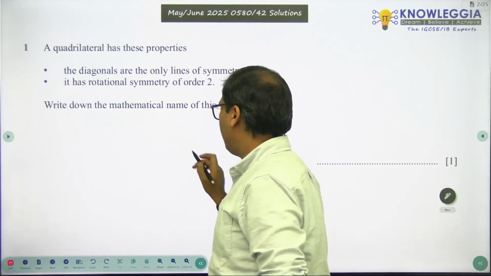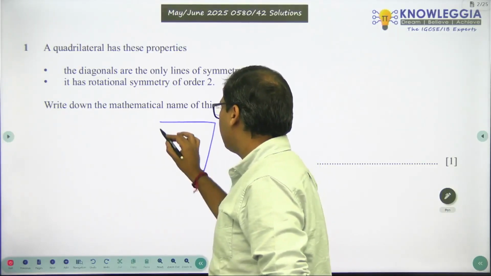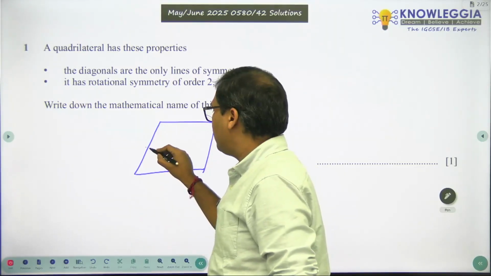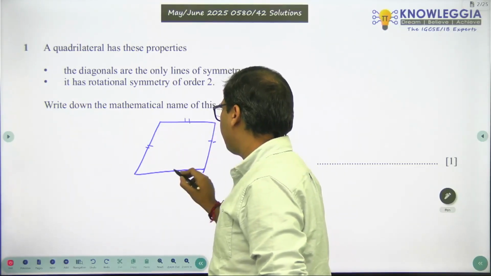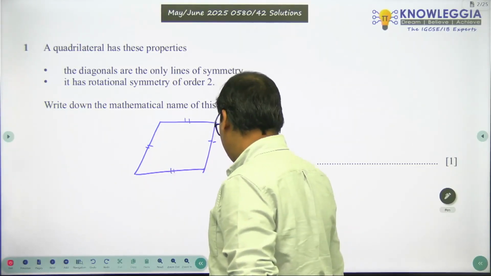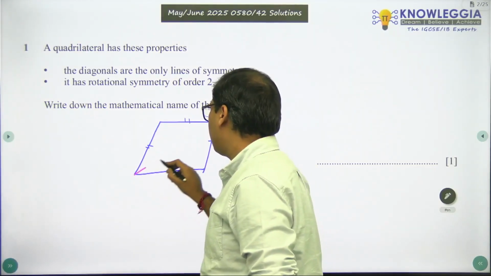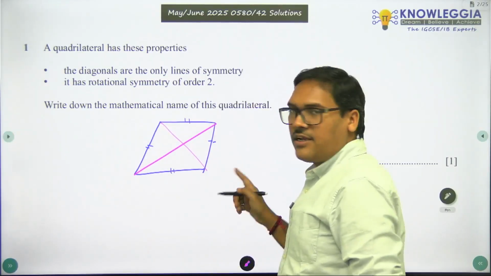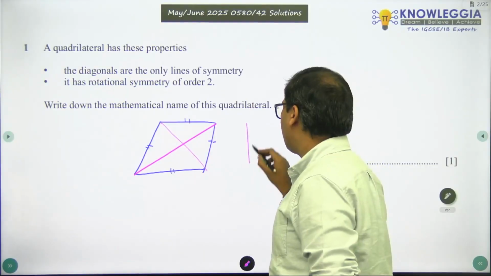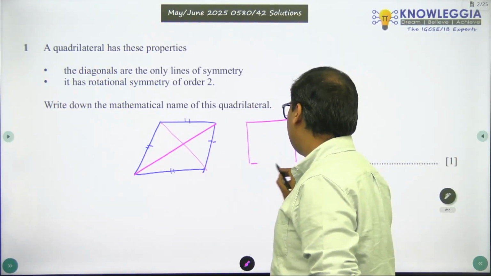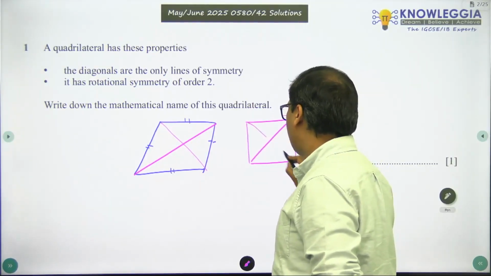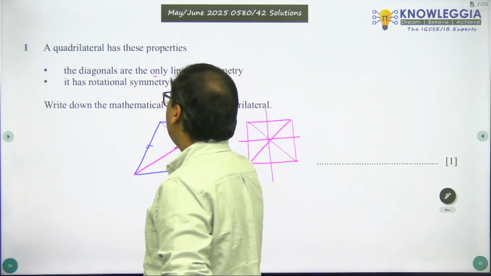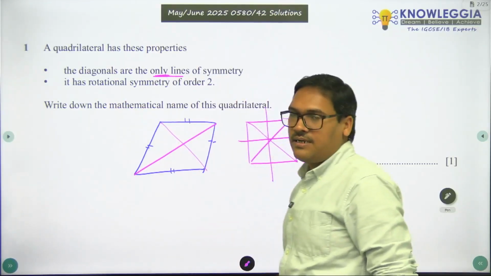But when you talk about a rhombus, all the sides are equal and they are parallel. So you can see this is a line of symmetry, and this is a line of symmetry, exactly the same, correct? Why can it not be a square? Because if you have a square, diagonals are the lines of symmetry plus these are also lines of symmetry. But the question is asking only diagonals are the lines of symmetry. That is why this is a rhombus.